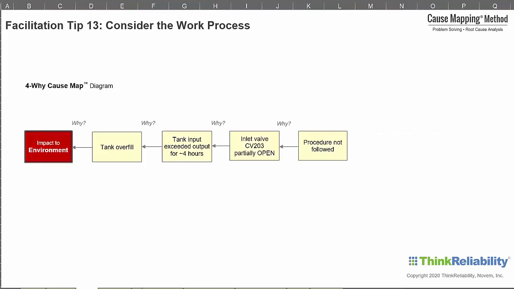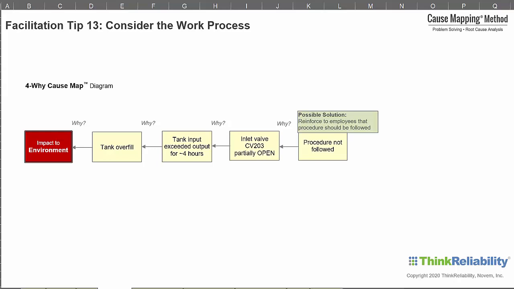So looking at a 4Y cause map diagram regarding a tank overfill, we're starting to learn that the tank input exceeded the output for approximately 4 hours because inlet valve CV203 was partially open because procedure was not followed. That cause map is absolutely accurate, but by ending the analysis with procedure not followed, your possible solutions will also be generic.